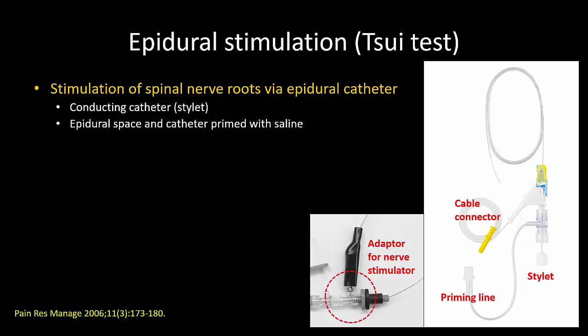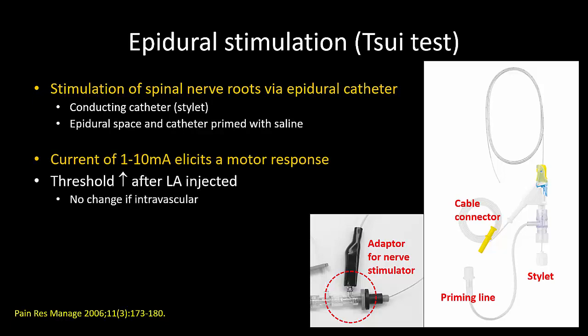Epidural stimulation has also been described, particularly for ensuring that the tip is placed at a desired vertebral level. This can be done with either a specially designed epidural kit that allows neurostimulation, or with an adapter that allows connection of a nerve stimulator, or even, as some centers are doing, by using a peripheral nerve stimulating catheter set. The catheter and epidural space must be primed with saline to allow conduction of current unless there is a conducting stylet located within the catheter.